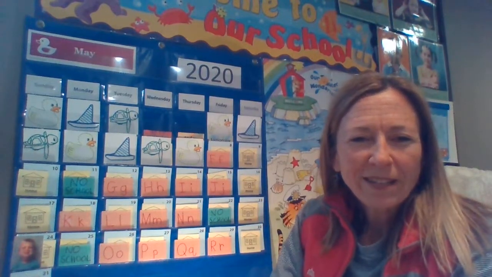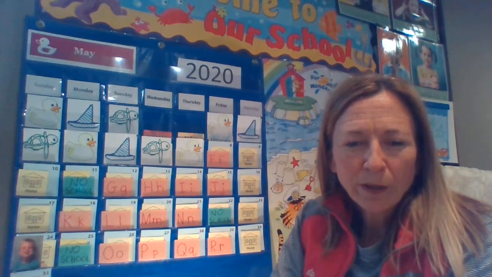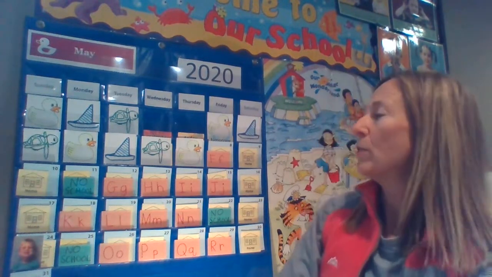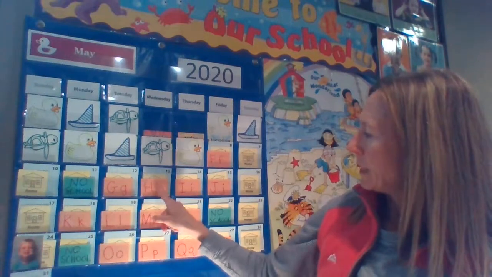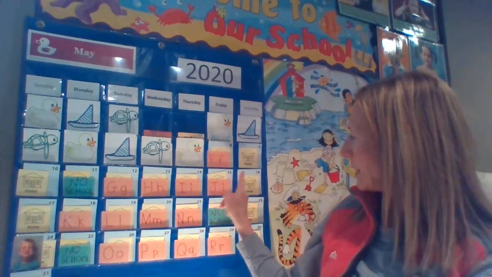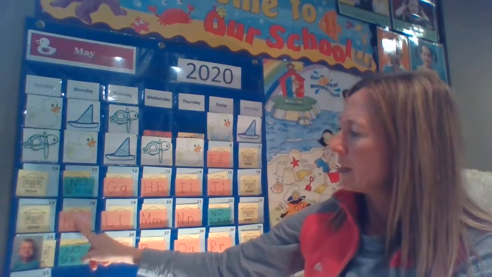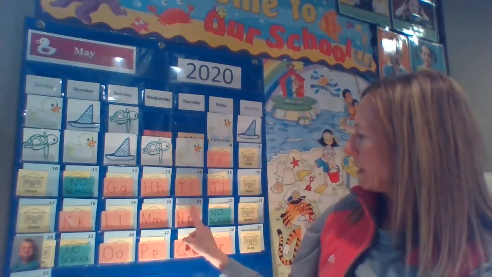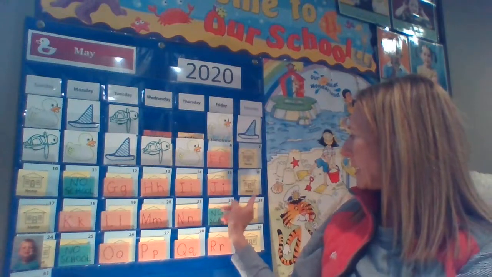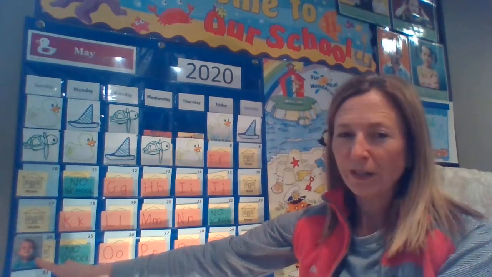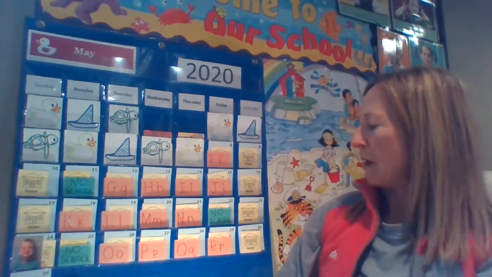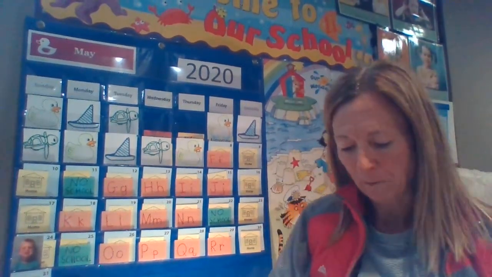Let's count and see how many days until William's birthday. I'm so curious. William must be very excited to be having a birthday soon. Let's count. One, two, three. I hope you're all counting with me. Four, five, six, seven, eight, nine, 10, 11, 12, 13, 14, 15, 16, 17 days until William has his birthday. So exciting for you, William. All right, friends, let's move on with today's lesson.